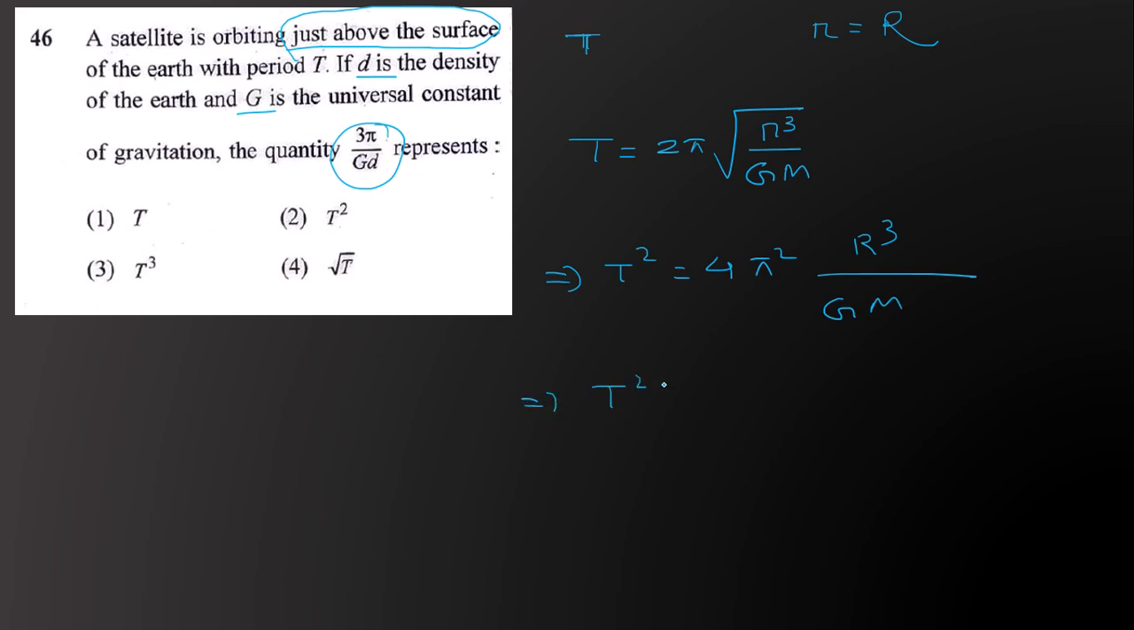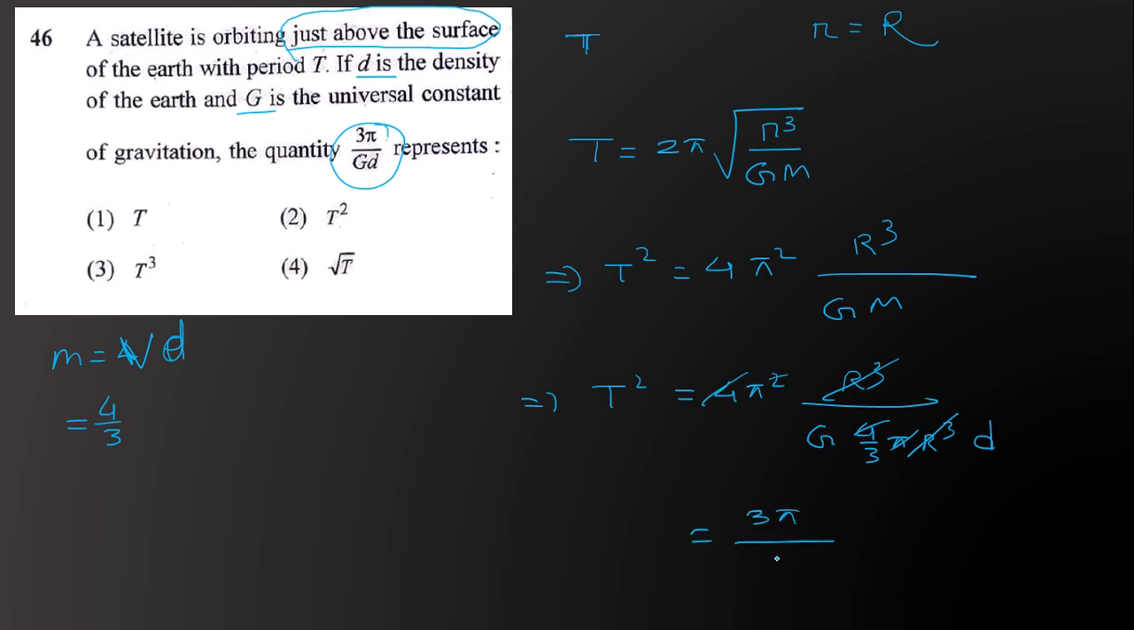Now, since this question is mentioning density, I will convert this particular M in terms of density. How? We know that mass is nothing but volume multiplied by density. Volume is equal to 4 by 3 pi r cube and density is d. So this r cube cancels, 4 pi will be cancelled. So this will be equal to 3 pi divided by G d. So the answer is option 2.